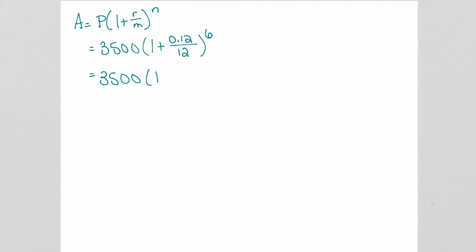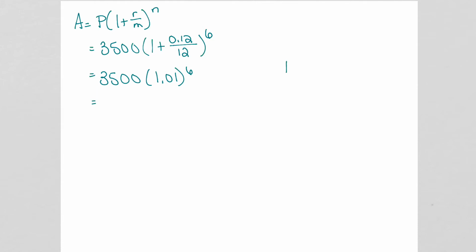.12 divided by 12 is 0.01. Add that to 1, we get 1.01. Now, there's a little catch here. Don't forget your order of operations. You cannot multiply 3,500 times 1.01 here. According to order of operations, exponents come first. If you need to review your order of operations, let me know. I'll send you something. So we have to do 1.01 to the 6th power first and then multiply by $3,500.